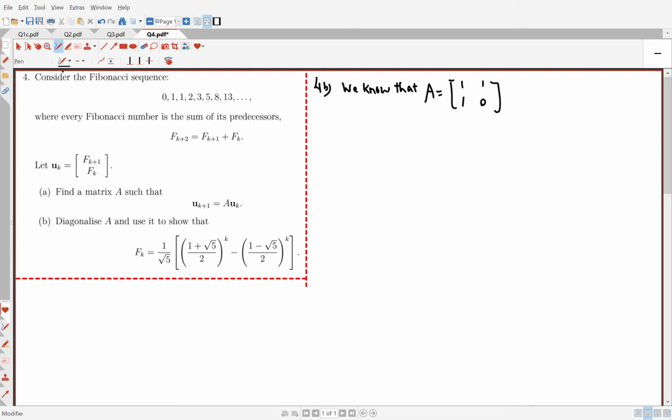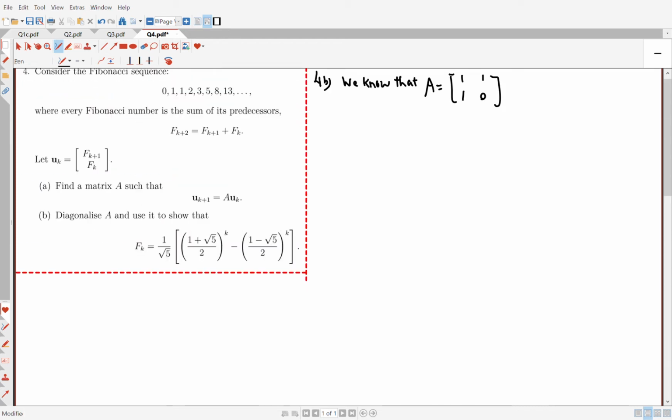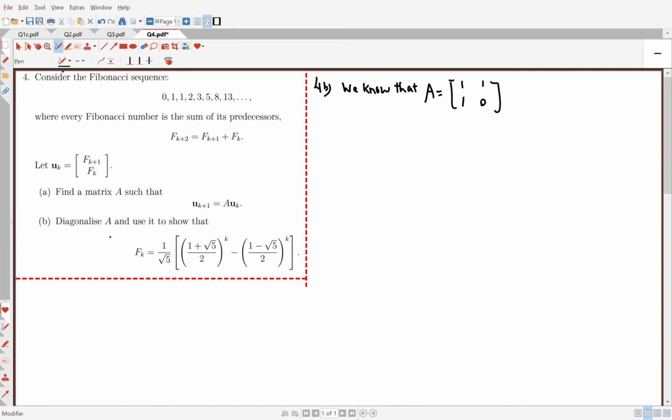Continue. Question 4b. So this question asks us to diagonalize A and use it to show this. We just try to diagonalize first and see what we can do after we diagonalize A. Okay, so we just try to diagonalize A first.